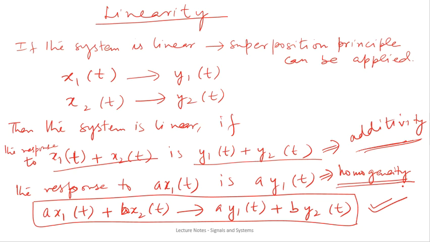In order to check the linearity of any system, we just have to check whether the system is following the superposition property or not, for which you have to check both the additivity and homogeneity properties. If a system is following these properties, then we can say that the system is linear. Otherwise, if the condition is violated, then we can say that the system is non-linear. So this is the meaning of the linearity property.